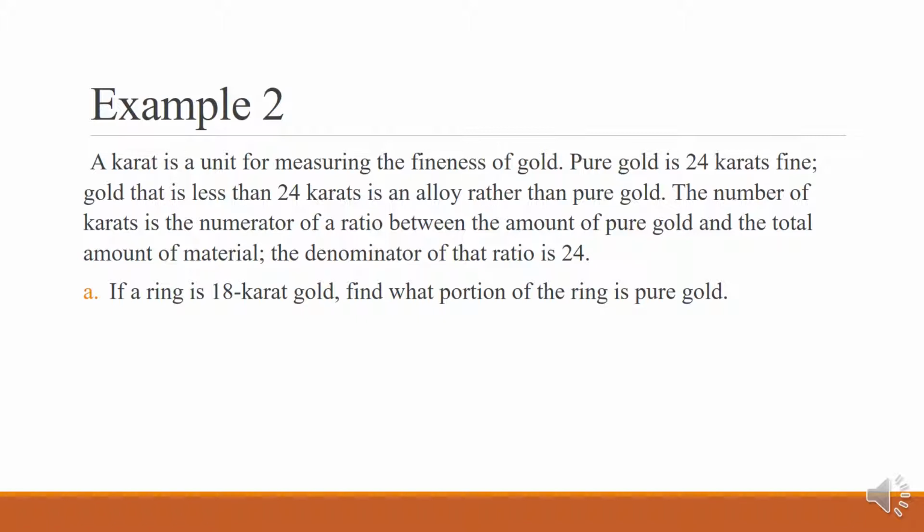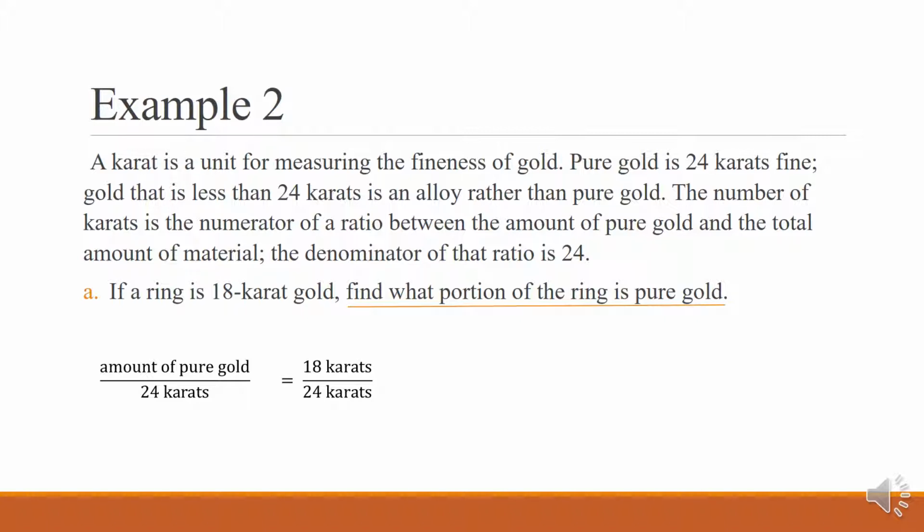If you have something like in the next example, it says if a ring is 18 karat gold, find what portion of the ring is pure gold. So we're going to set it up exactly how that problem told us to. It told us that the number of carats is the numerator, and 24 should always be the denominator. So we have the amount of pure gold divided by 24 carats. Our ring was 18 carats, so that goes in our numerator. If you have a problem like this on the homework, you may have something like 12 karat gold or 16 karat gold. But our ring is 18 karat gold in this example.